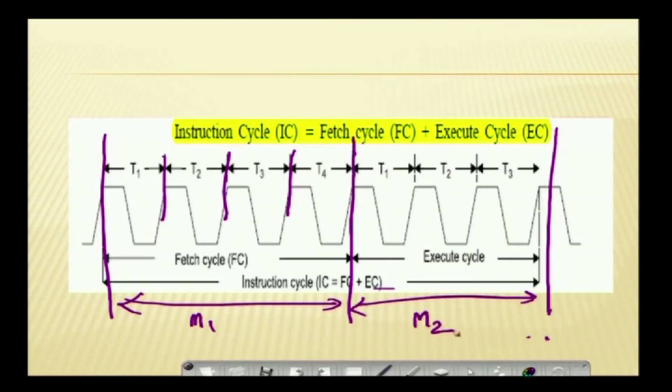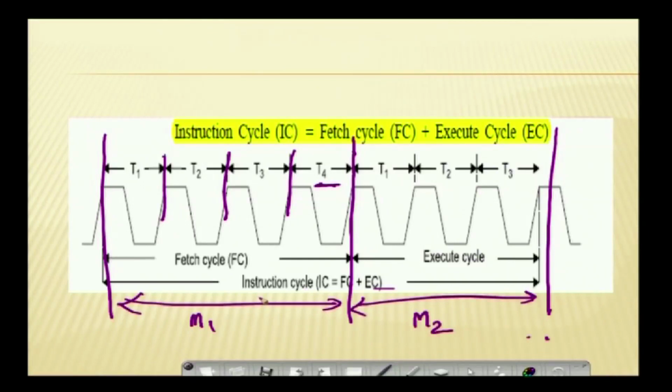In the first machine cycle there are always 4 T states, while the second and third machine cycles always have a fixed 3 T states. The first machine cycle is also called the opcode fetch machine cycle.